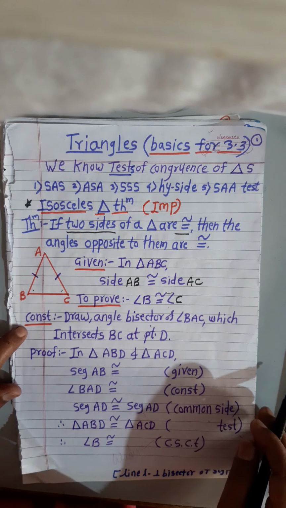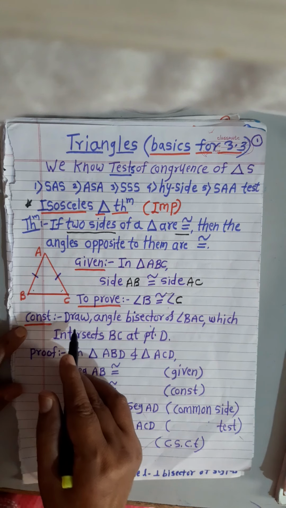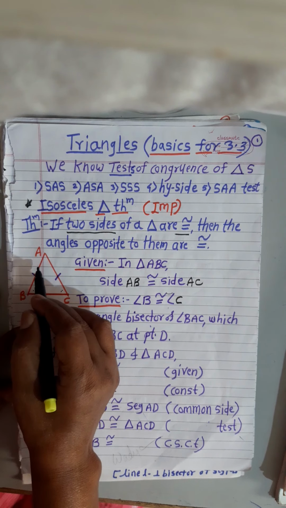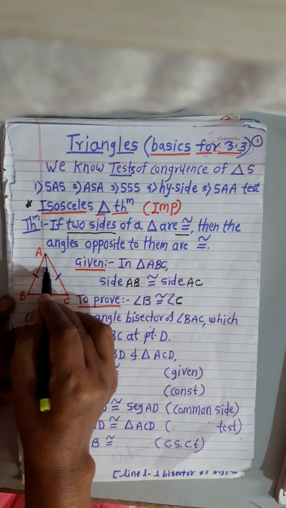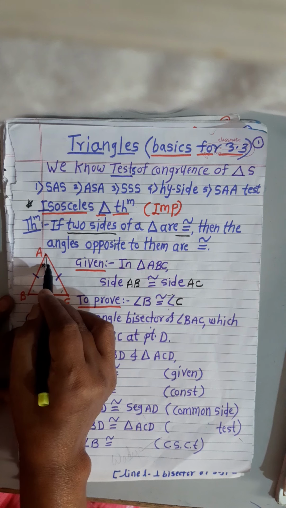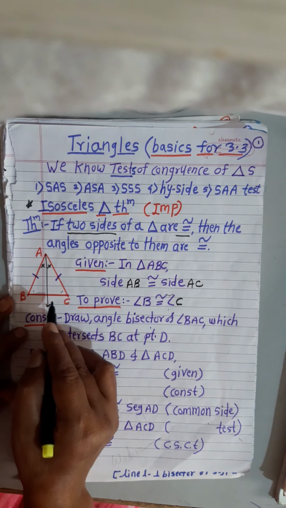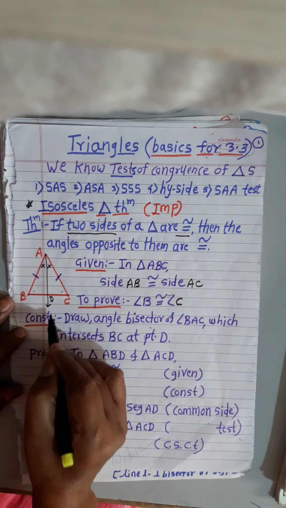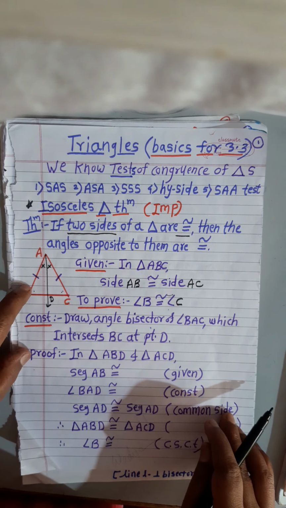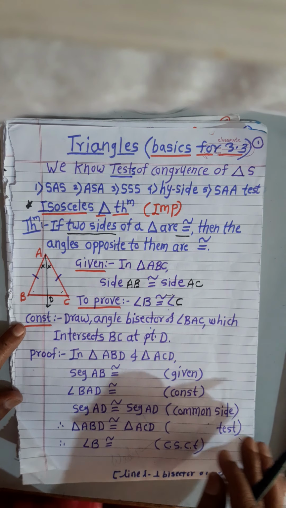Now see, there is some construction. What is the construction for proving this theorem? Draw the angle bisector of angle BAC. This is the angle bisector. That means these two angles are congruent, and it intersects BC at point D. You may write ray AD is the angle bisector of angle BAC, or angle A. This is our construction.